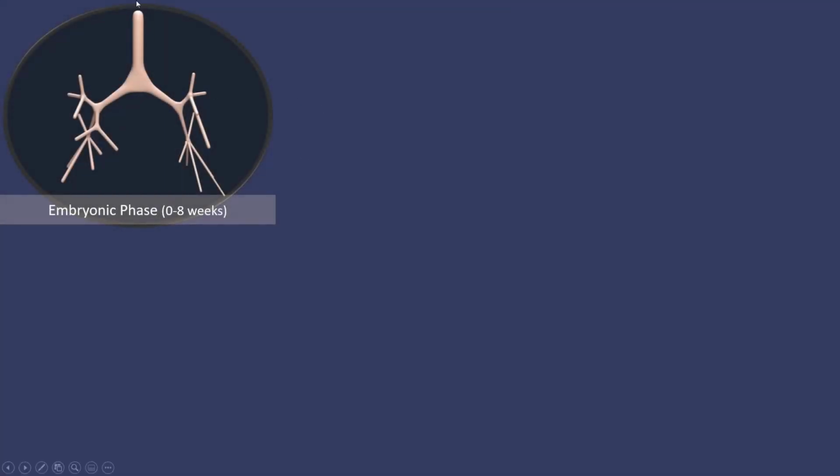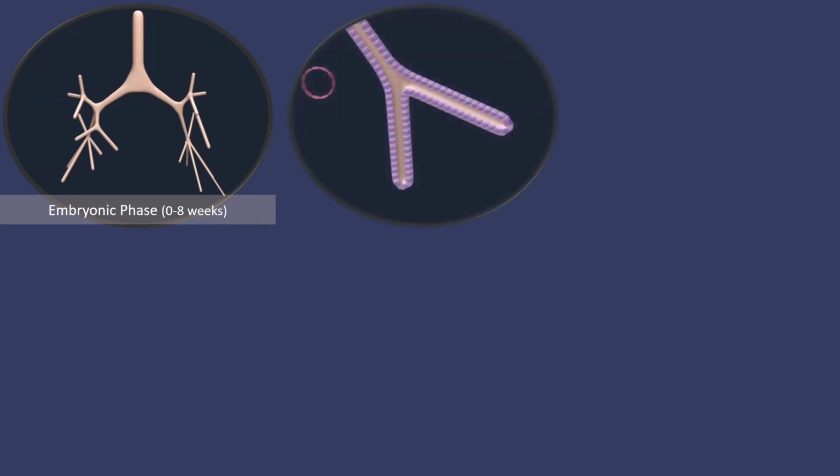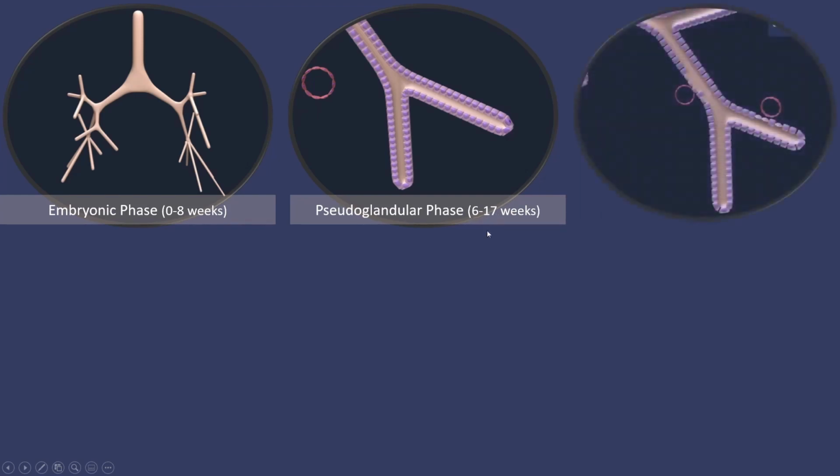First, there is the embryonic phase, that is 0 to 8 weeks of development, and in this phase the development is from the trachea up to the tertiary bronchi, that is formation till the bronchopulmonary segments. Then there is the pseudoglandular phase, in which the development till the terminal bronchioles is completed. I mean the development of the conducting zone is completed, and in this phase the histological section of the lung looks like a tubuloacinar gland, and that is why this phase is called the pseudoglandular phase. It starts from the 6th week up till the 17th week of development.